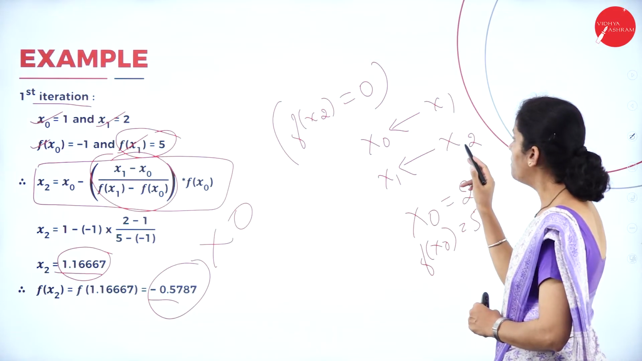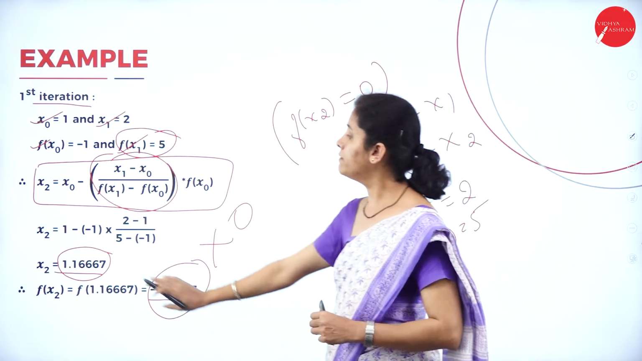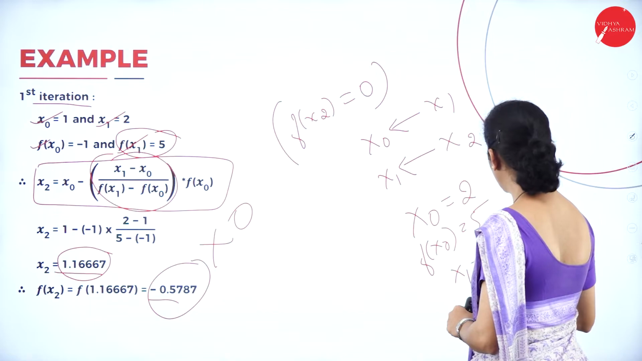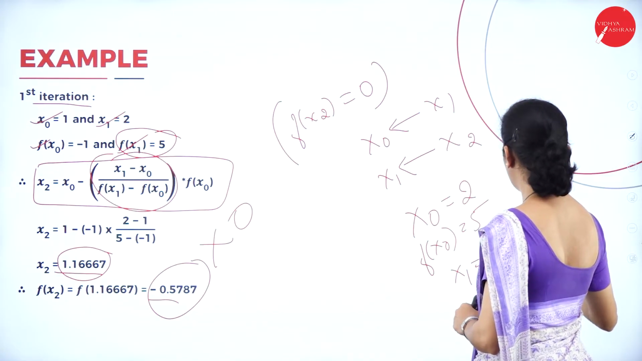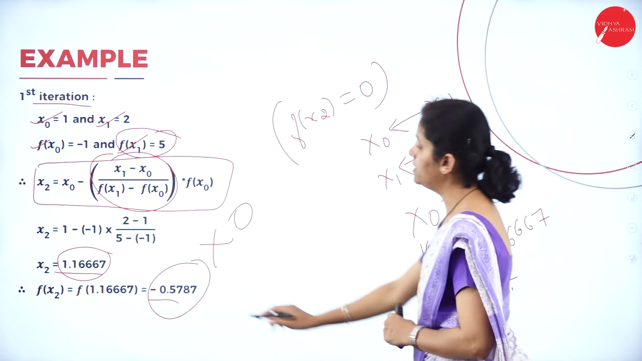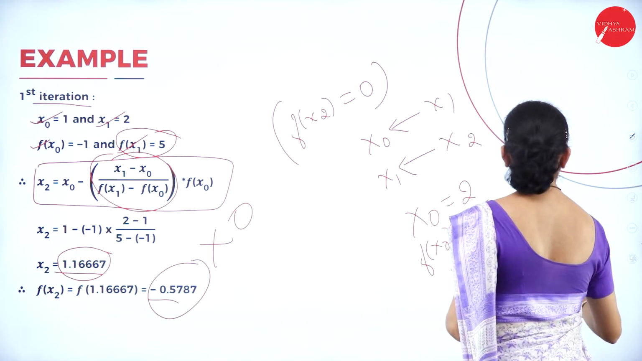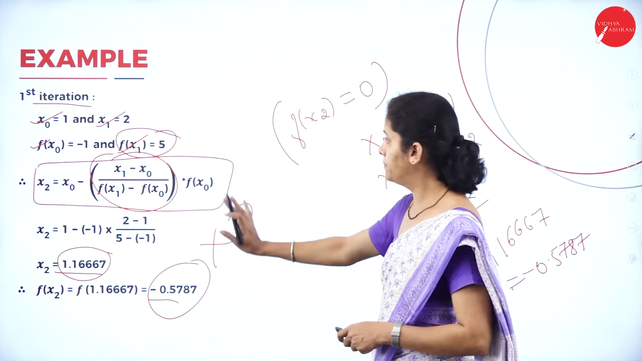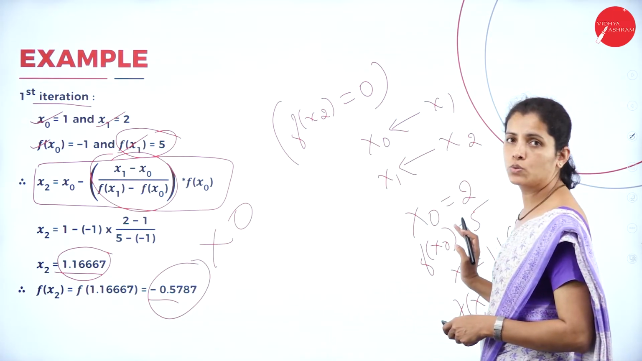Now see here, my x2 is nothing but my x1. So now whatever the x2 I got, that is my x1. So what is the x1? 1.16667. Then what is f of x1? That is nothing but minus 0.5787. Fine. Now I got x0 and x1.